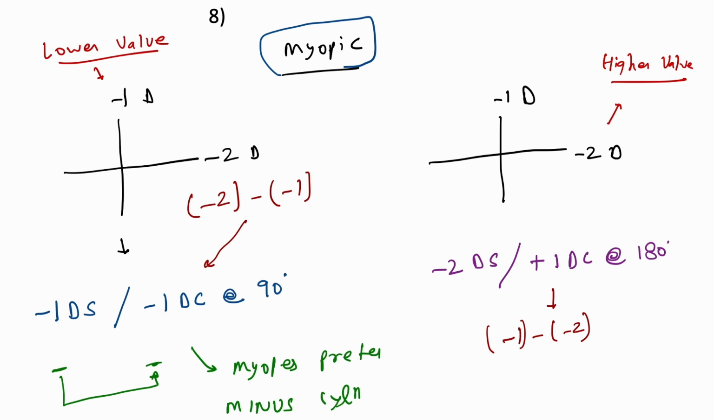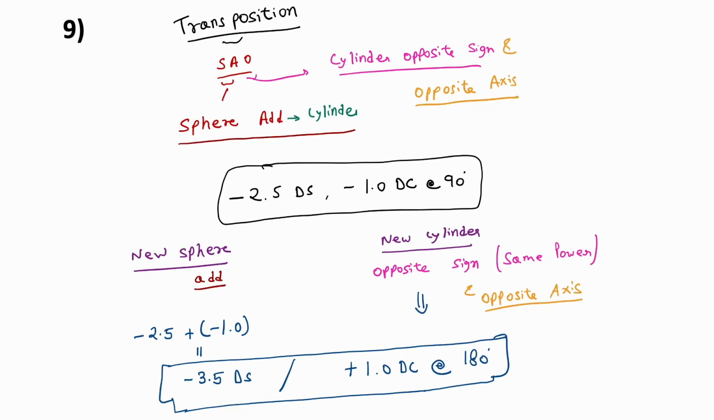Sometimes in the question they will ask you to write your answer in plus cylinder form or in minus cylinder form. Sometimes the question will ask you to transpose your value. What is this transposition principle? How can we easily and quickly convert plus cylinder to minus cylinder form? This is one mnemonic: SAO.